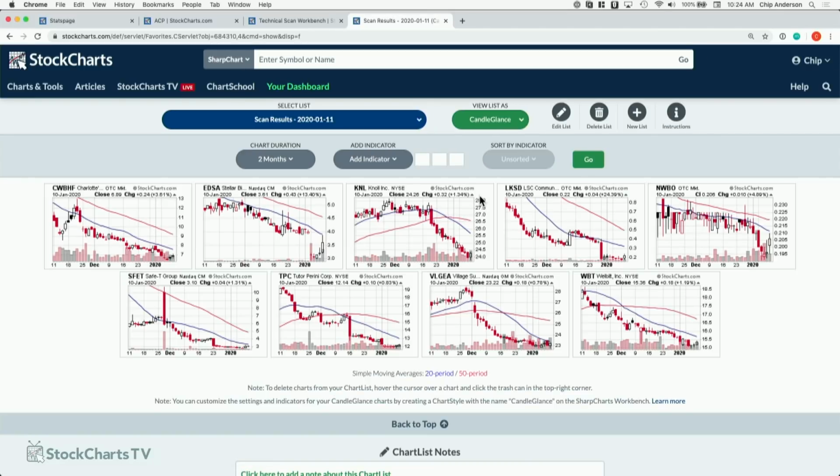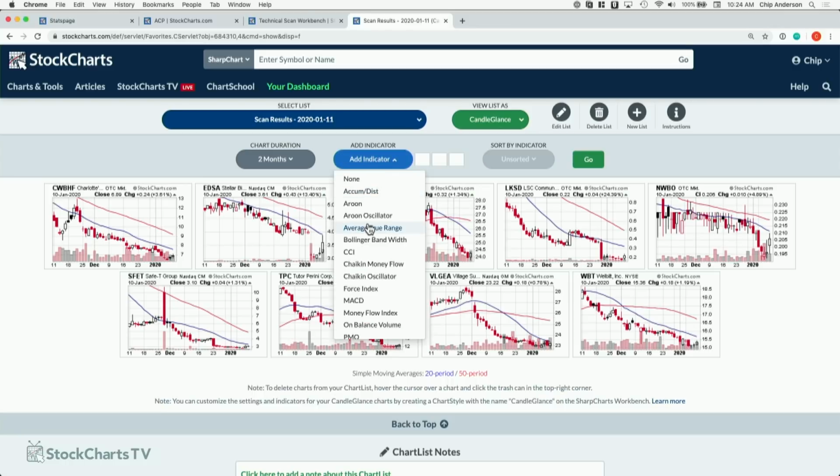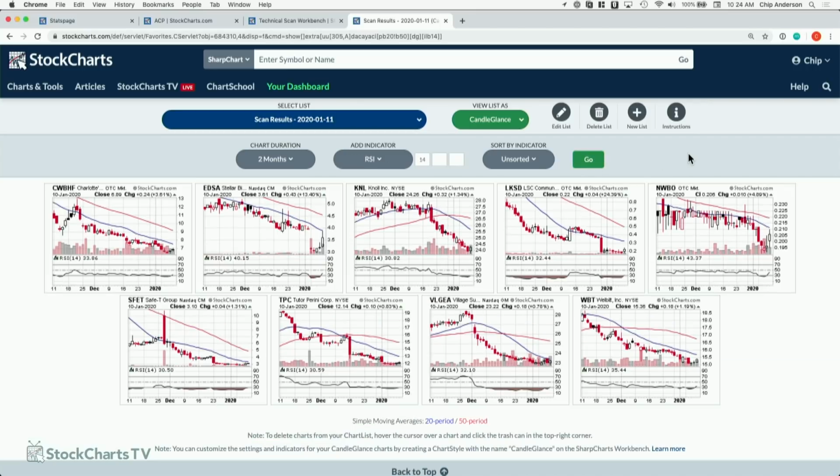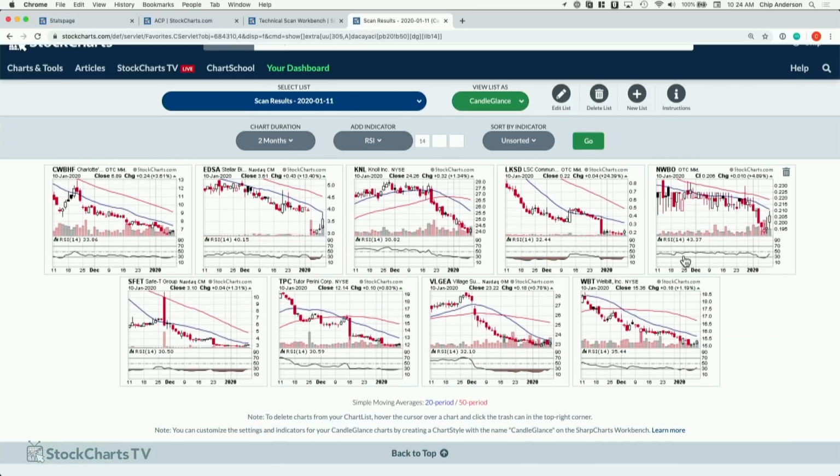The first thing I'm interested in doing is making absolutely sure that these charts meet the criteria that I specified. So what I'm going to do initially is add the RSI indicator to these charts and hit go. And now I'm just going to quickly eyeball to make sure all of these stocks have recently moved above 30 after being below 30 for a length of time. And yeah, they all look like they have.